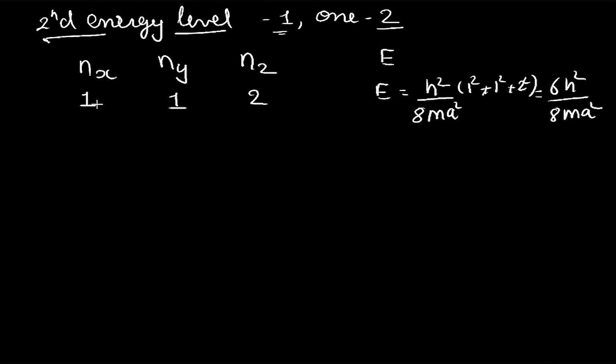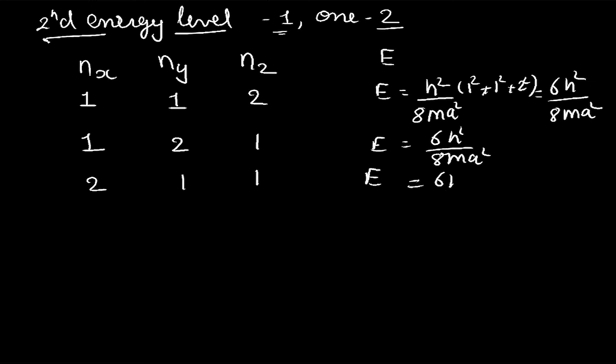8m a square. Now over here, the quantum numbers or this arrangement could be done in this manner also, 1 to 1, or the arrangement could be done in this manner also. And for all the three cases, the energy will be 6h square upon 8m a square. So each state corresponds to an individual energy, and there are three independent states which have the same energy.